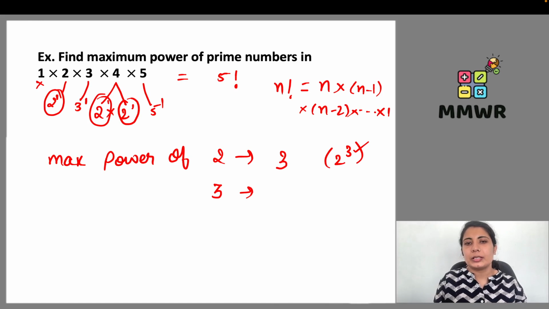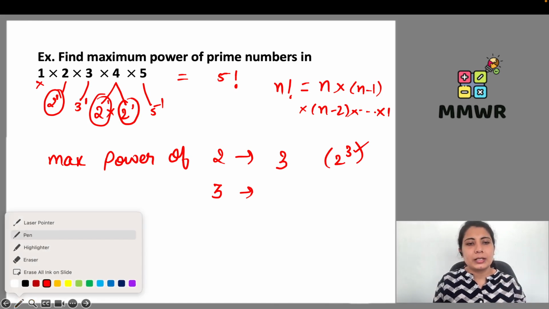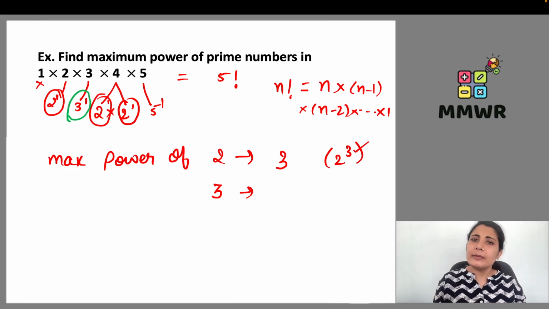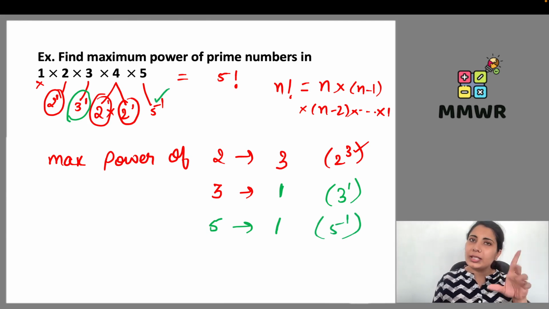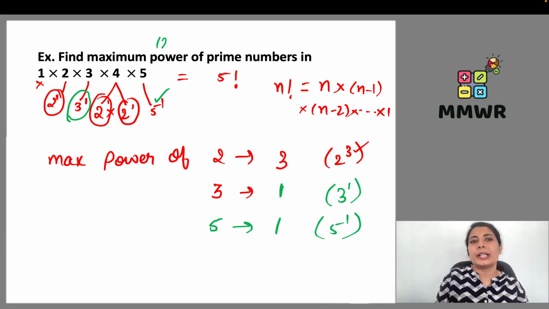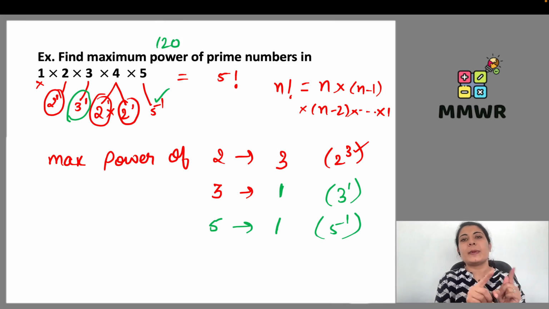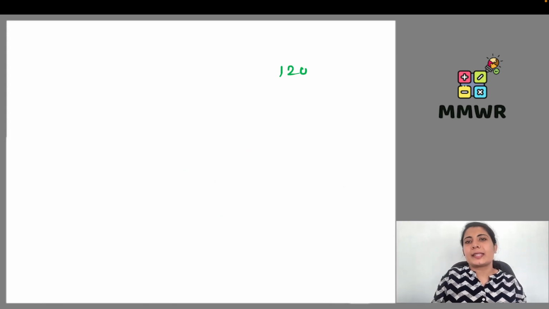Maximum power for 3: look how many times 3 is coming. 3 is coming only one time. So 3 to the power 1. Maximum power of 3 is 1. What is the maximum power of 5? So maximum power of 5 is also 1. 5 is coming only one time. So in short, this number was nothing but 120. 3 twos are 6, 6 multiply 4 multiply 5 gives us 120. So when you factorize 120, you will be getting exactly the same thing.